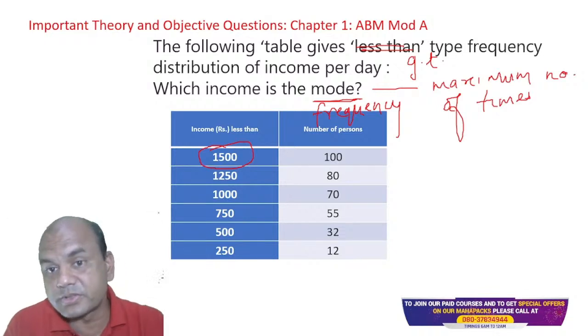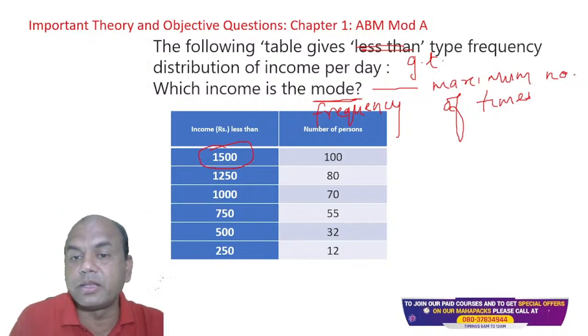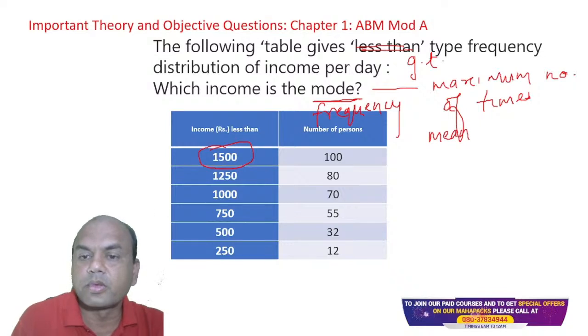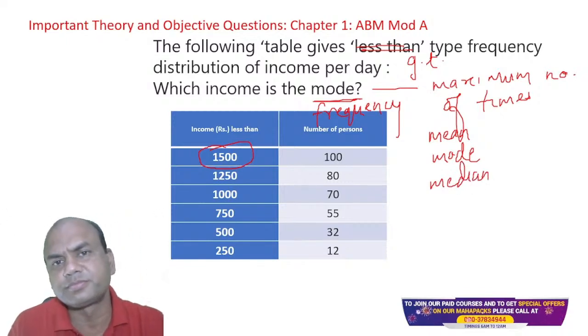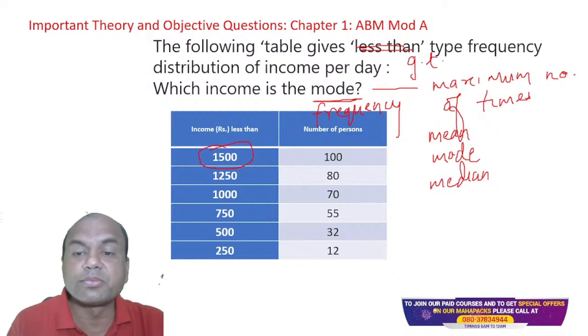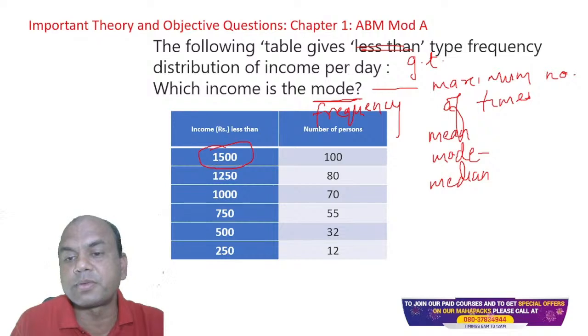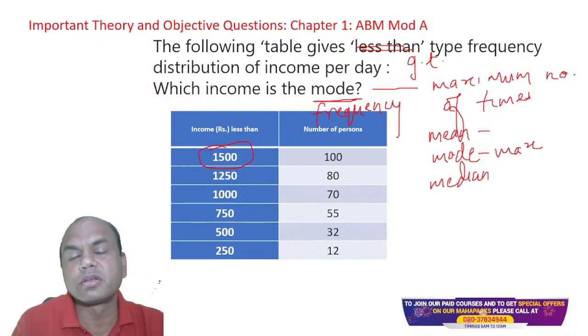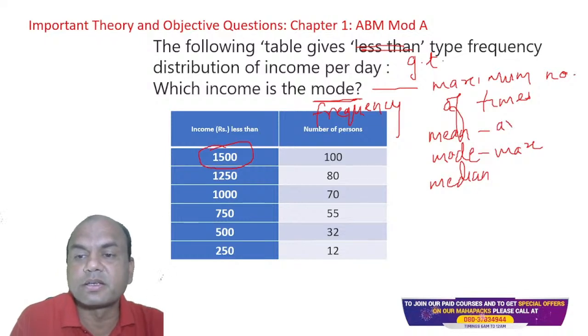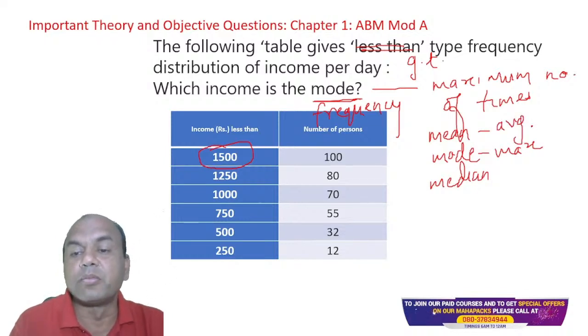There are three words you'll face again and again: mean, mode, and median. These are the three words you'll face many times. So what is this mean, mode, median? Mode, just now I told you, maximum number of times. Mean means what? Mean is average. Median means what? Median means what?